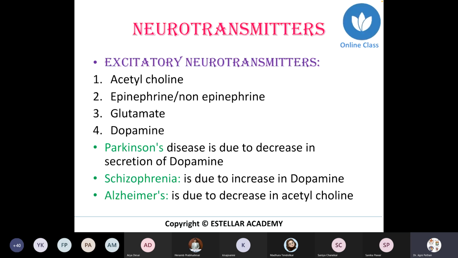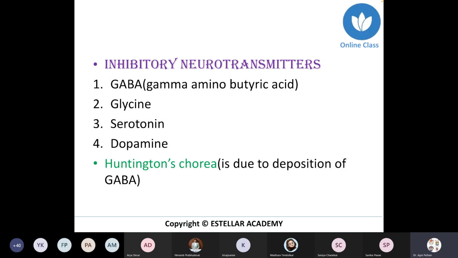Done? Next one. Inhibitory neurotransmitters. You should know which are the excitatory neurotransmitters and which are the inhibitory neurotransmitters. GABA, which is gamma amino butyric acid, glycine, serotonin, dopamine. Dopamine acts as both an excitatory and an inhibitory neurotransmitter. Huntington's chorea is due to the decrease of GABA, that is gamma amino butyric acid.